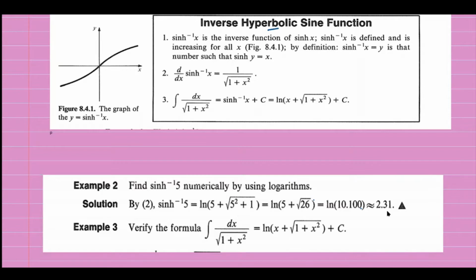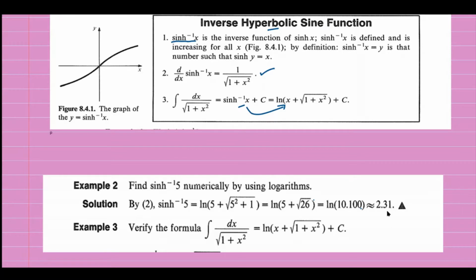We have seen the inverse hyperbolic function sinh inverse of x, and we have also seen that the derivative of sinh inverse of x is 1 by root of 1 plus x square. Also from here it follows that the antiderivative, so integral dx by square root of 1 plus x square, is sinh inverse of x plus c. Also we have shown that sinh inverse of x is equal to natural logarithm of x plus square root of 1 plus x square plus c.